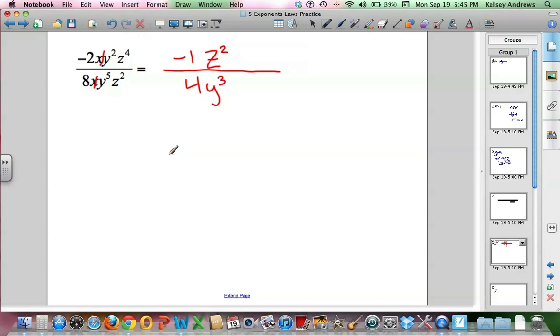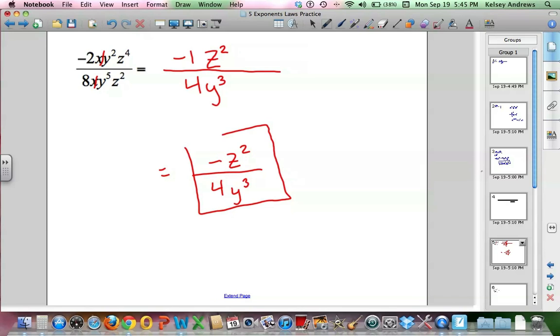And when do we know to subtract the exponents? When we have a division problem with the same base, then we can subtract the exponents to get our value. Okay. And there's one more step that we can do to make this answer a little bit better. What do you think we should do there, Miss Conley? I think that negative 1, we don't need to write the 1 if that's the coefficient, but we do need the negative sign. Perfect. All right, so we get negative z to the second power over 4y to the third.